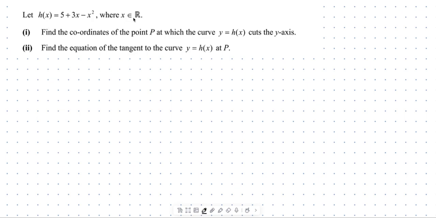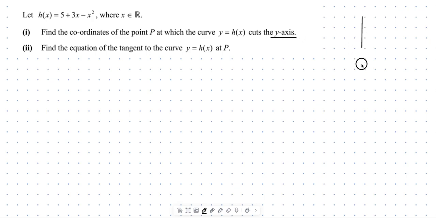In this case it's given the letter h instead of the letter f, just a new name. And it says where x is an element of R. That's nothing to be afraid of, nothing to throw you off. That simply tells us that the values of x that control this function can be real numbers. Okay? So finding the coordinate of the point where the graph cuts the y-axis.